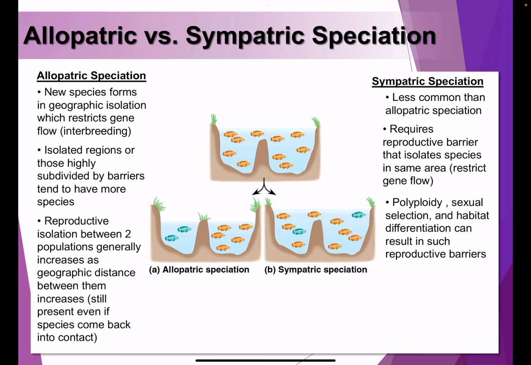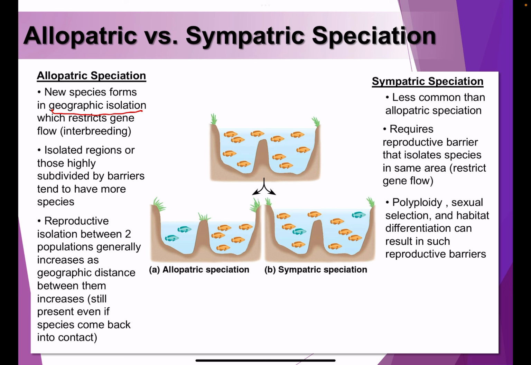So here is a quick overview of the two main types of speciation. Allopatric speciation is where new species form in geographic isolation, meaning they're in two completely isolated areas or locations. That is what restricts the gene flow between the two species and prevents interbreeding. That's how you end up with two new species forming.